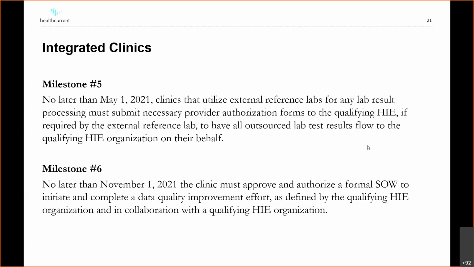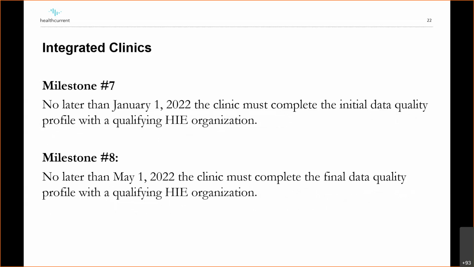And then milestone 6, no later than November 1st, 2021. The clinic must approve and authorize a formal scope of work to initiate and complete a data quality improvement effort, as defined by the HIE and in collaboration with a qualifying HIE organization. And then milestone 7, no later than January 1st, 2022, the clinic must complete the initial data quality profile with the HIE. And in milestone 8, no later than May 1st, 2022, the clinic must complete the final data quality profile with a qualifying HIE.